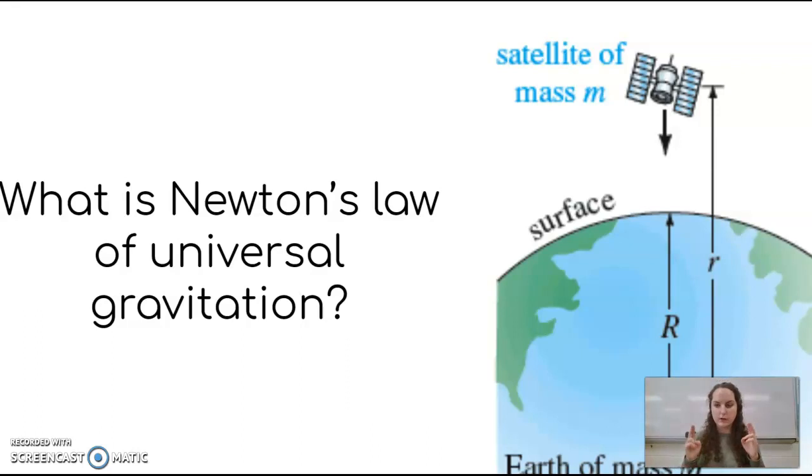So if we increase the mass of our objects, then we are going to increase the force. If we decrease the distance of our objects, making them closer together, then we're going to increase the force. If we increase the distance of our objects, then we're going to decrease the force. So it's all about this idea of gravity, mass, and distance and how they all relate together.